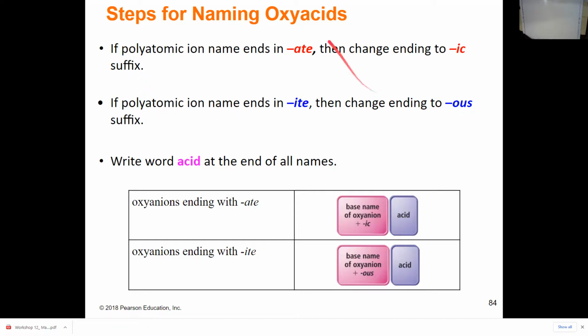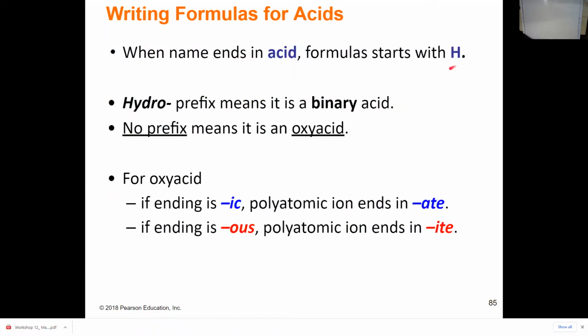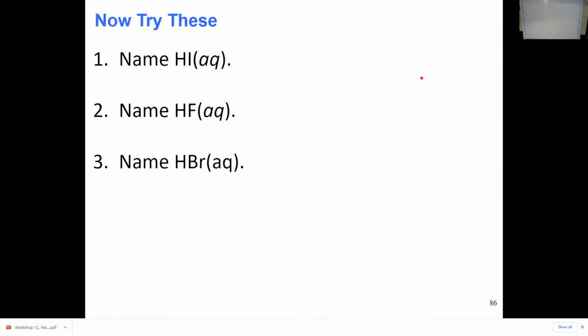Okay? You will never write the prefix hydro in front of an oxyacid. It's based only on the polyatomic ion name and its new ending. So we are going to look at some examples for this, okay?